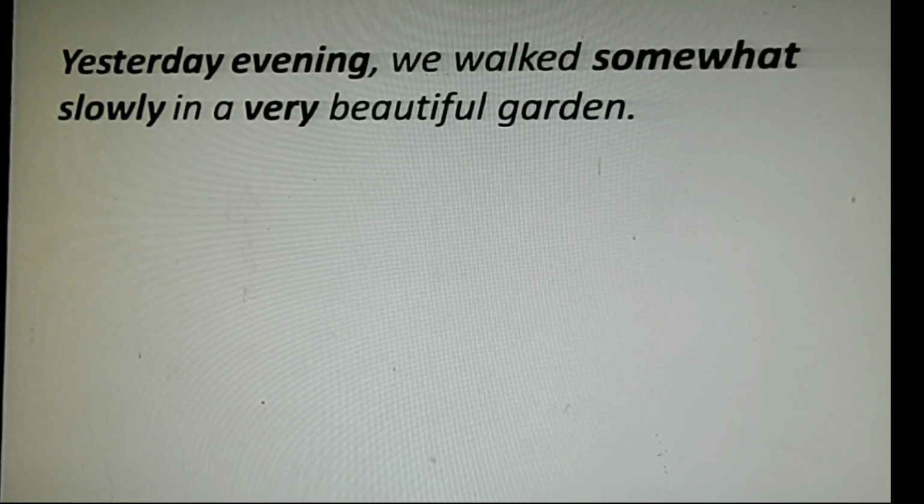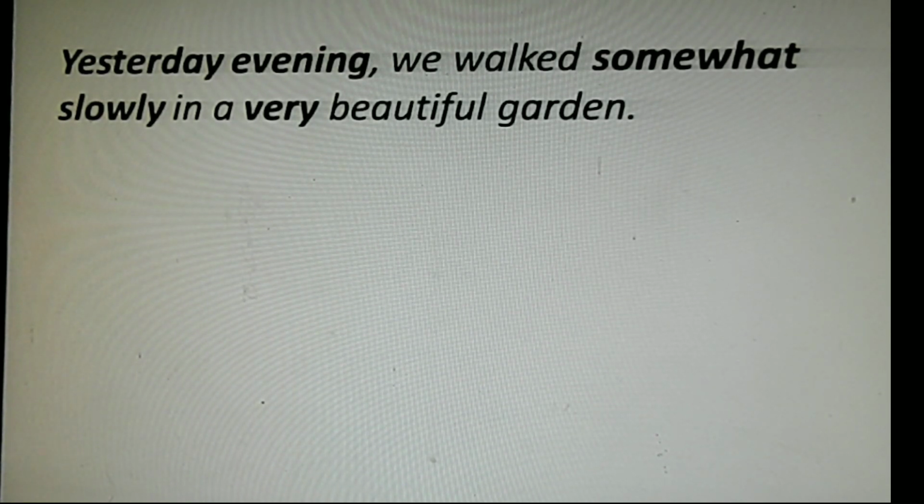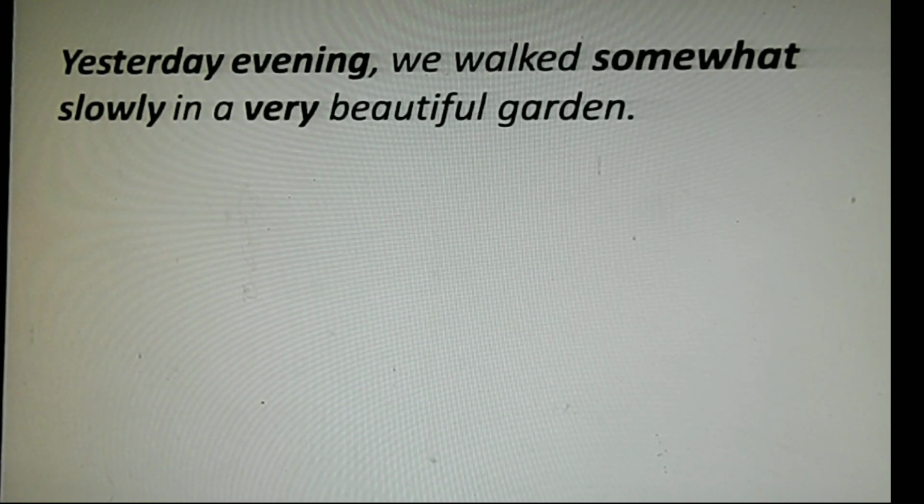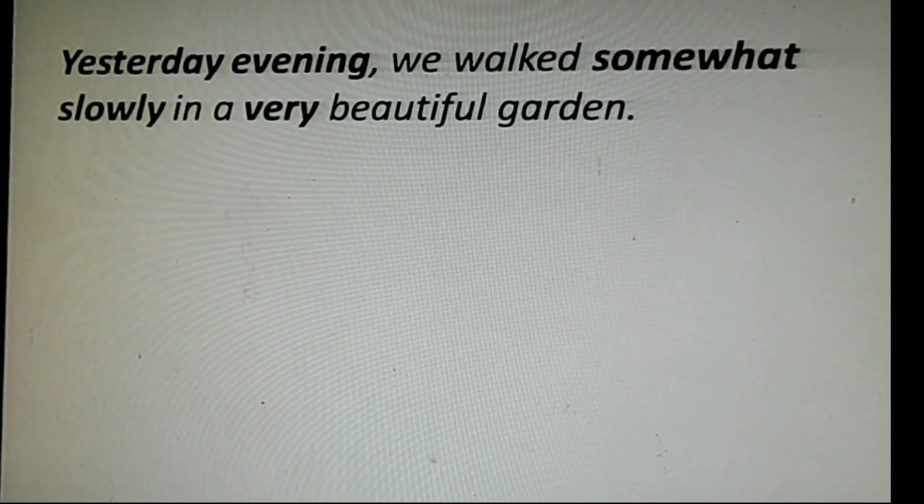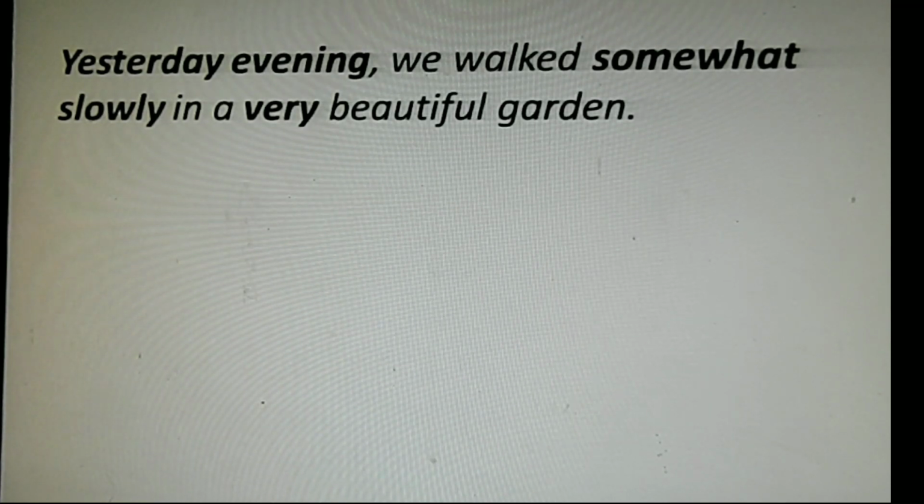Yesterday evening, we walked somewhat slowly in a very beautiful garden. Please read it once again. Yesterday evening, we walked somewhat slowly in a very beautiful garden. All the words which are written or typed in bold letters are adverbs. How?